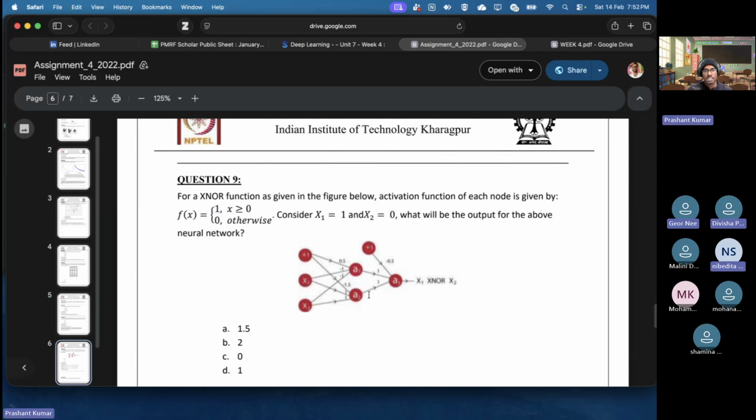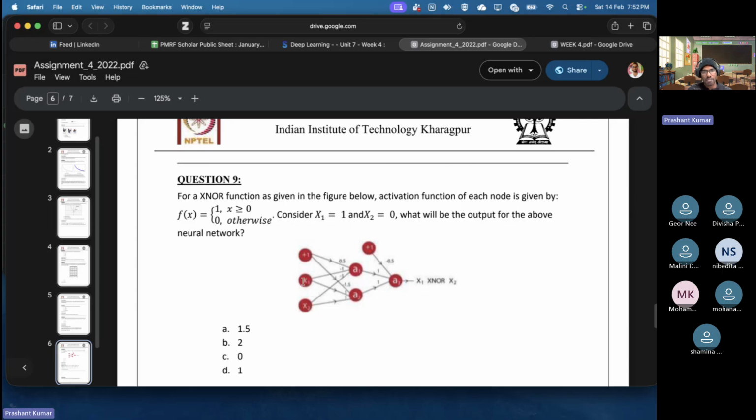Sir, can you please explain the previous problem, with x1 equal to 1 and x2 equal to 0? That is Question 8, so we can take that. Yeah, x1 equal to 1, and we can put that and solve. We are getting 0.